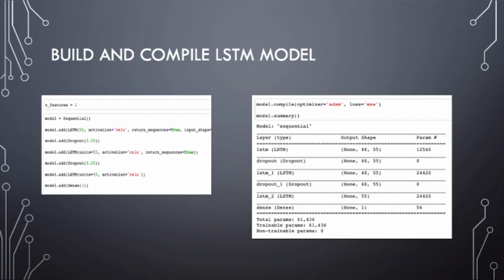Once we run this code, we are able to see the following output. As you can see on the left, there are multiple layers. There's LSTM, dropout, LSTM, dropout, LSTM, and dense. This is a total of 6 layers. There's 3 LSTMs, 2 dropout layers, and 1 dense layer. You can see the output shape, the number of parameters it produced, and then at the very bottom we can see that there are 61,436 total parameters.